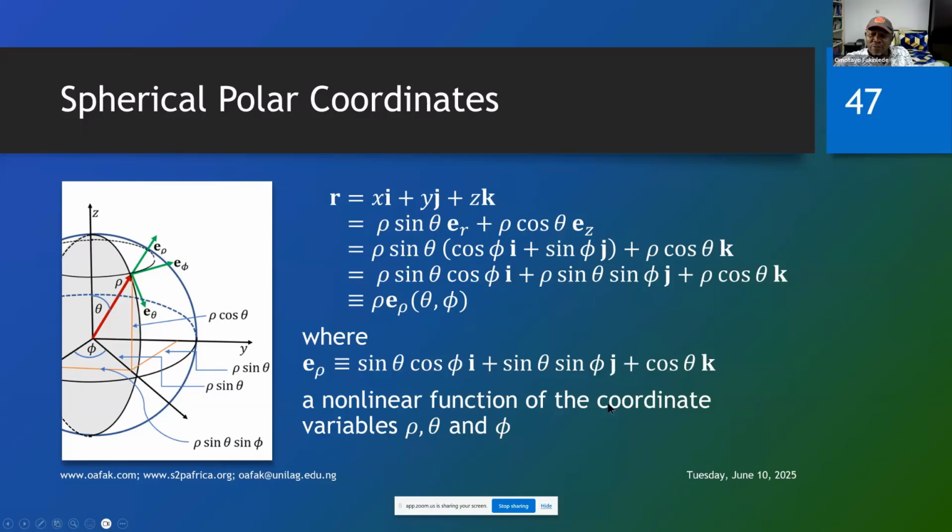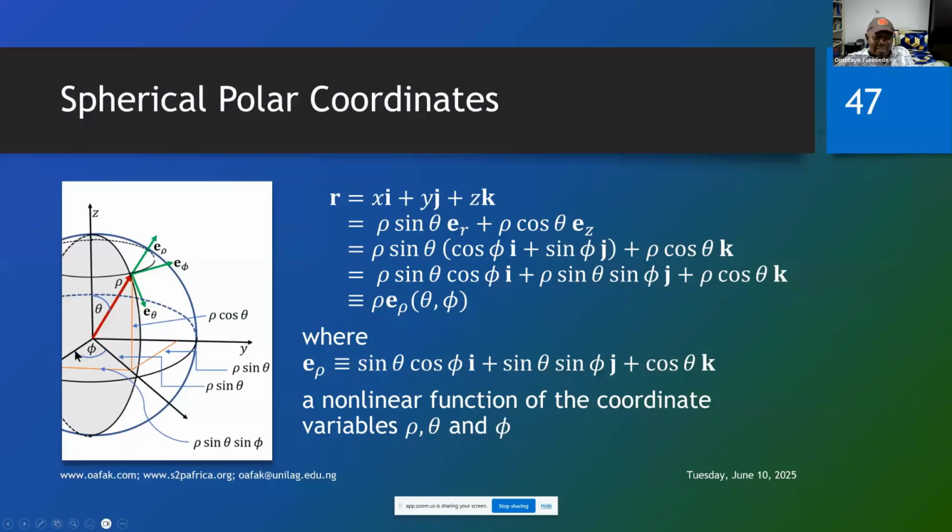Is a nonlinear function of the coordinate variables rho, theta, and phi. It's nonlinear because it has these transcendental functions sine and cosine, so it cannot be linear. So it's nonlinear in rho, theta, and phi. If you want a physical show of it, that is what you have here.